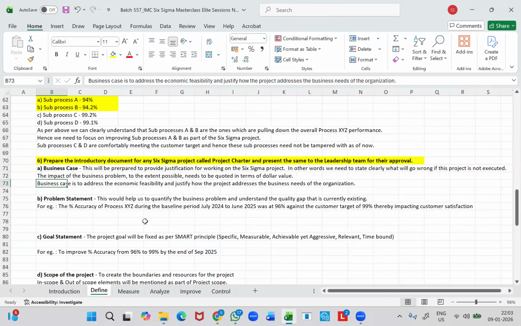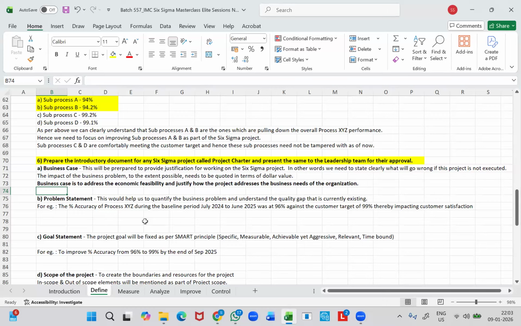So what primarily would the business case help us to accomplish? The business case is to address the economic feasibility and justify how the project addresses the business needs of the organization. There can be a question on this, so that is why I made this in bold font. They would have mentioned what the business case would address, and you need to pick the option: economic feasibility and also justify how the project would address the business needs of the organization. So that option needs to be picked as the right option. Clear? So this business case is going to be a very, very important element in this project charter.